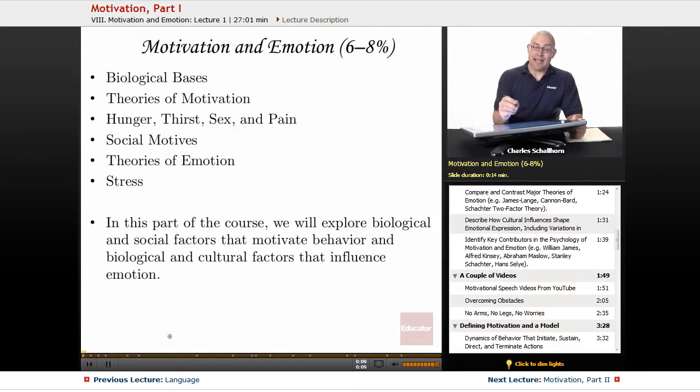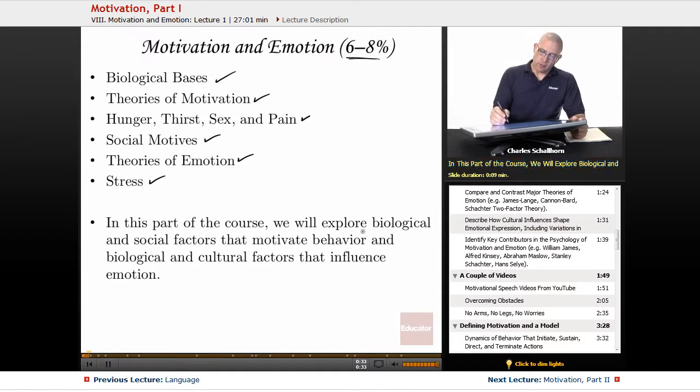So in the motivation and emotion unit, it's going to be about 6 to 8% of your overall multiple choice portion of the course. So 6, 7, 8 questions out of the 100. And we're going to be looking at the biological bases of both of these. Theories of motivation. We're going to be looking at hunger, thirst, sex, and pain. Social motives, theories of emotion, and stress.